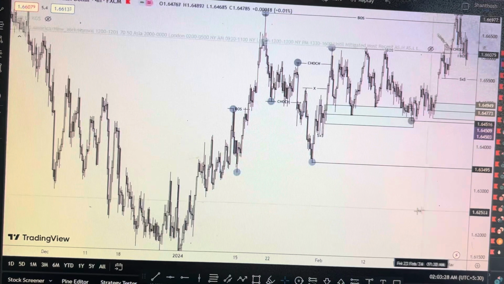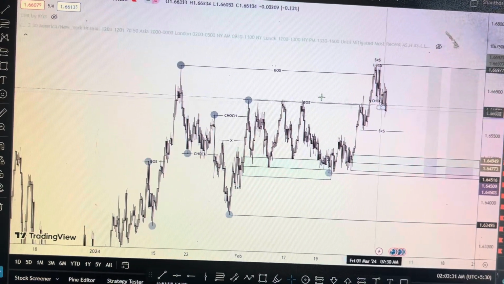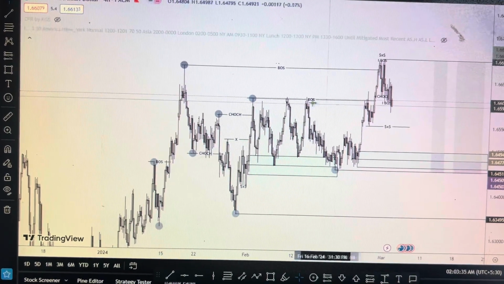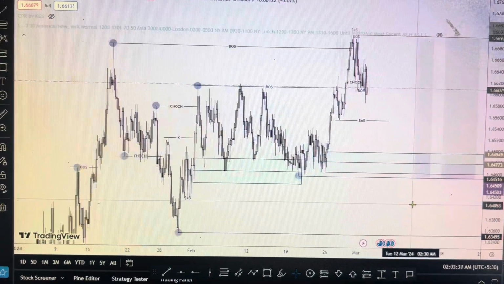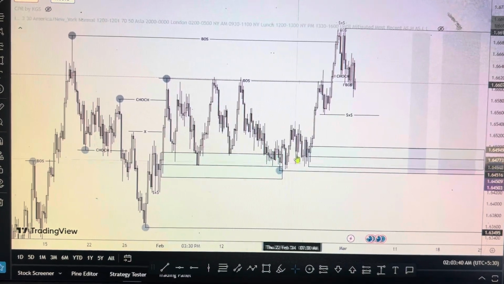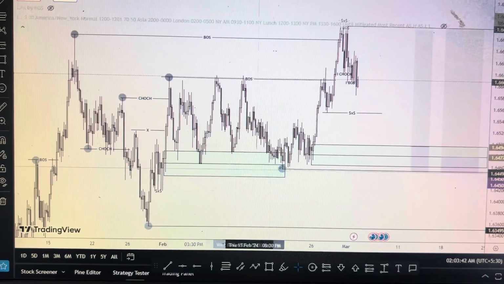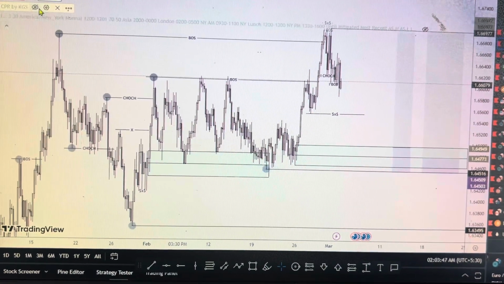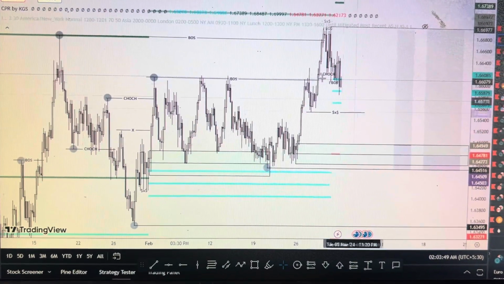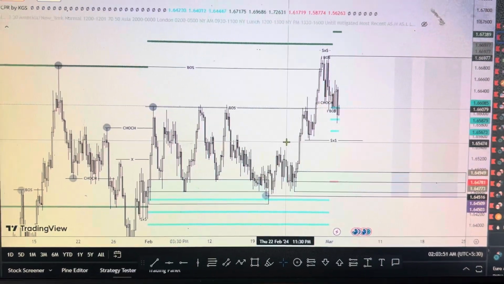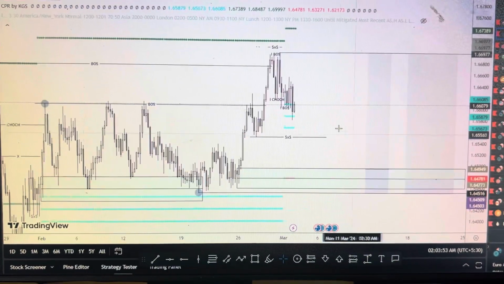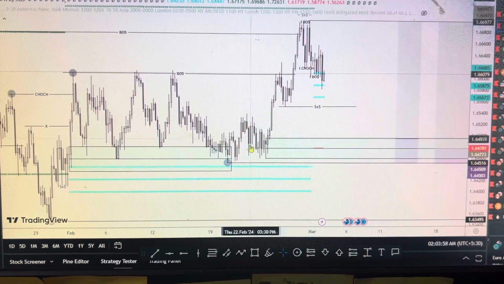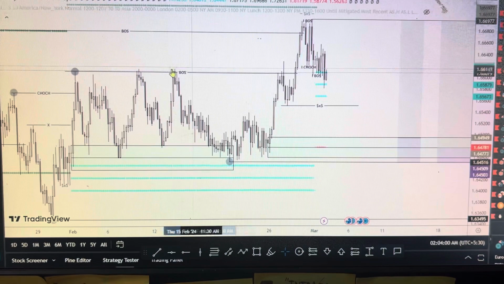We changed the character here, and next we broke the structure above here. And we have a strong demand here, and it may act as liquidity too. But I have an additional confluence called CPR. It's a monthly CPR which I am seeing right now, and you can clearly see a monthly support here, which is the last demand which broke this high.